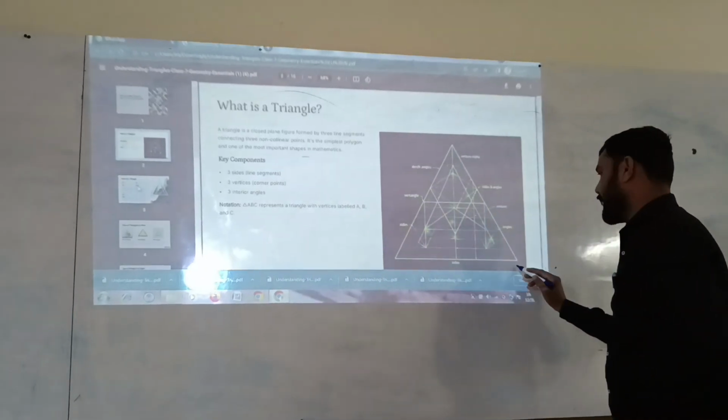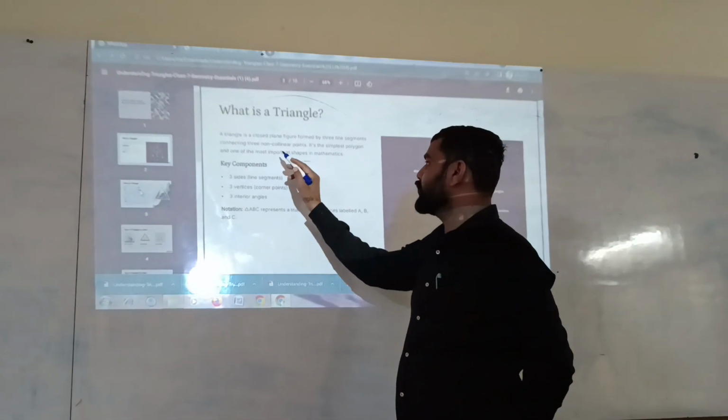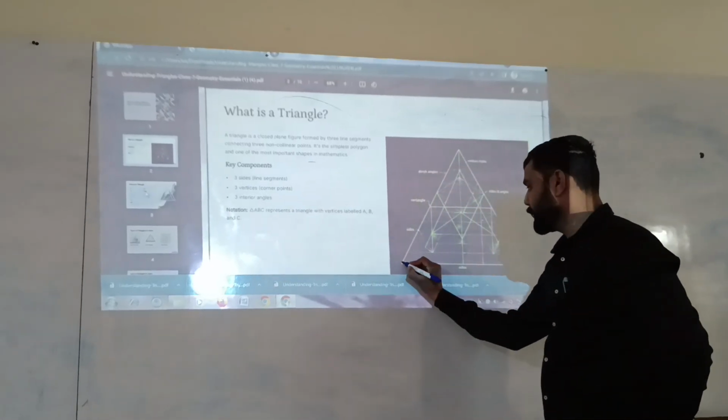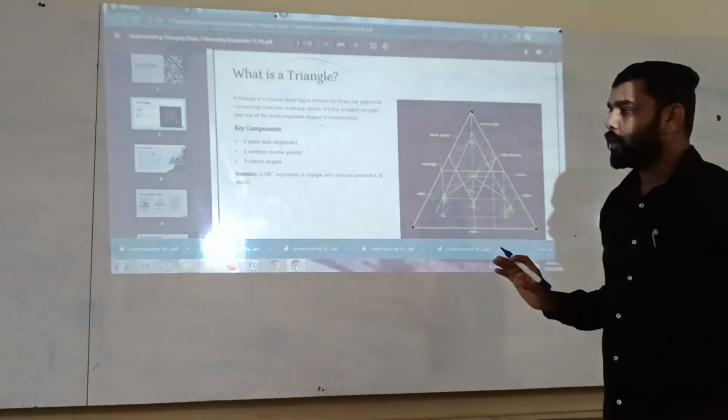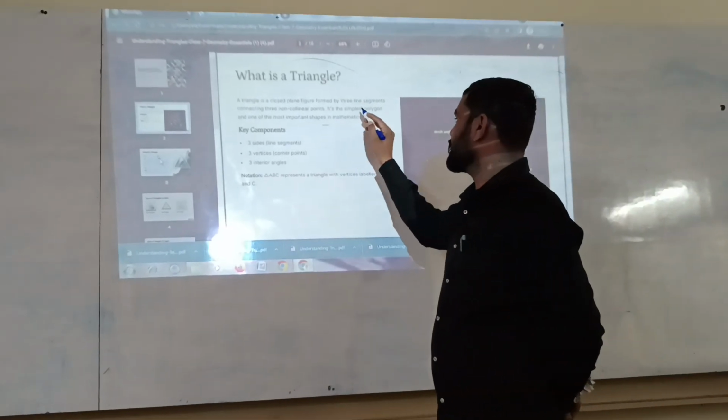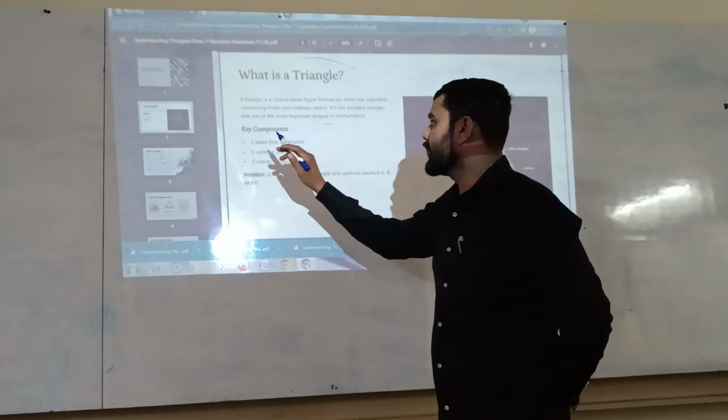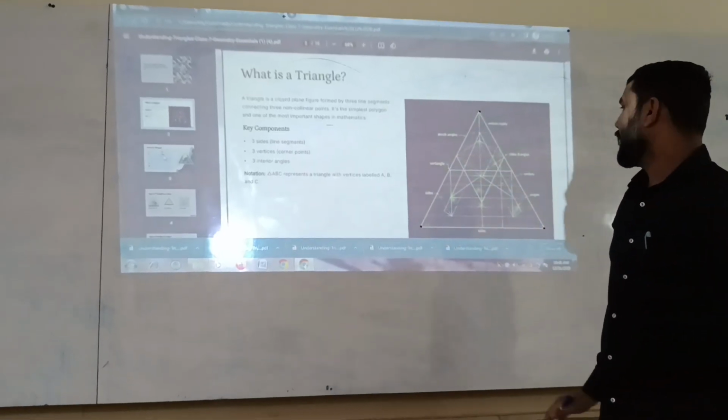First line, second line, third line, connecting three non-collinear points. First point, second point, and third point. These three points are non-collinear. It is the simplest polygon and one of the most important shapes in mathematics.